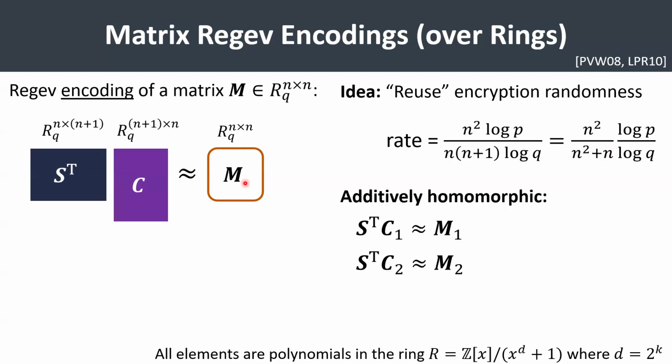The second observation is that this is additively homomorphic, and this follows just by looking at the decoding invariant. Again, the ciphertext is an encryption of M. If I multiply by the secret key, I basically get M: S times C gives me the message. So if I have 2 ciphertexts, C1 and C2, that encrypt M1 and M2, that means if I multiply them by S, I get the corresponding matrices. You can observe that if you add these 2 relations together, you get that C1 plus C2 is an encoding of M1 plus M2. So Regev gives you additive homomorphism for free.